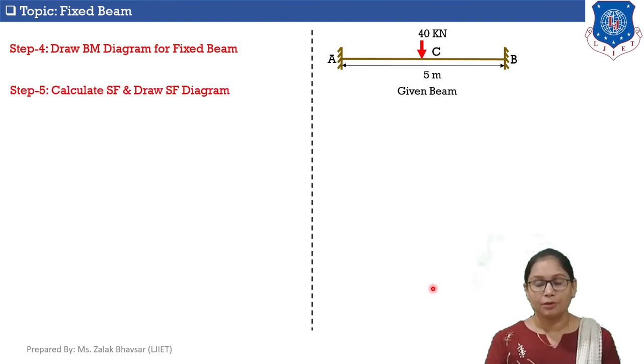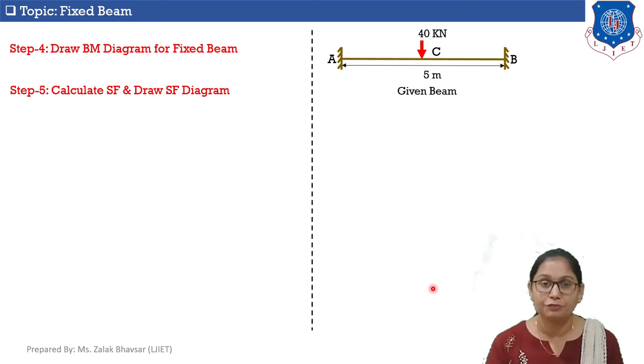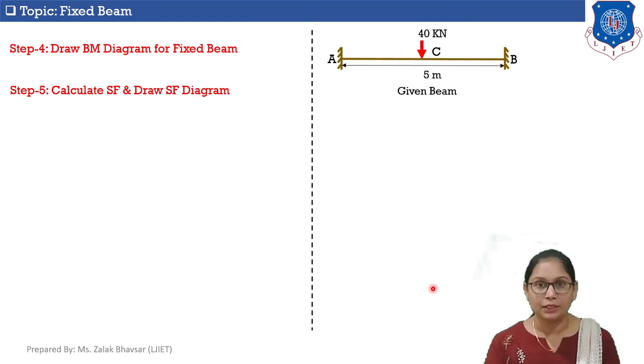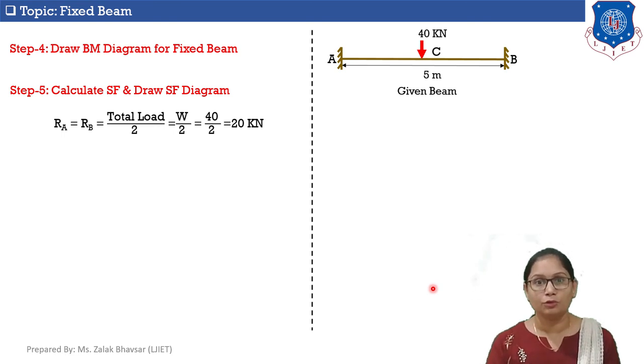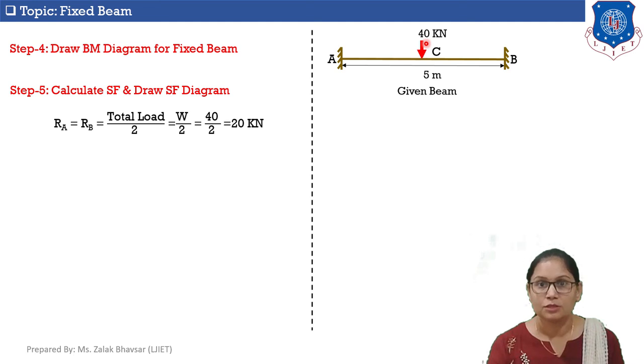Now in step number 5, we will draw the shear force diagram, but before drawing the shear force diagram, first of all we will calculate shear force. For that we need to calculate reactions RA and RB. So reaction RA is equal to RB is equal to total load by 2. Here total load is 40. So 40 by 2, I am getting RA is equal to RB is equal to 20.